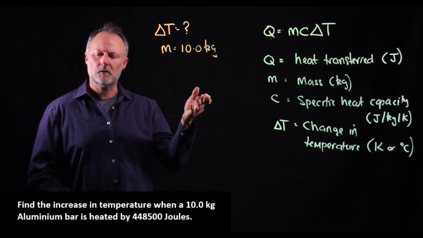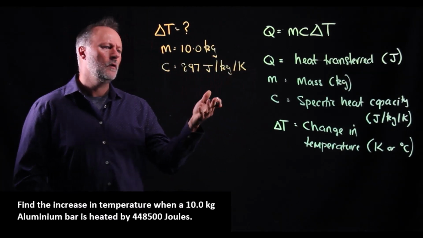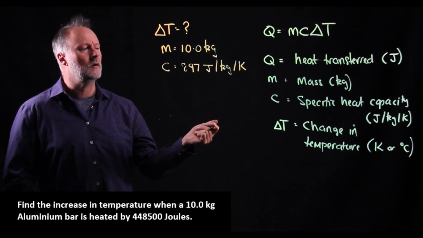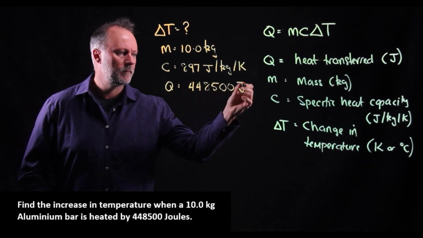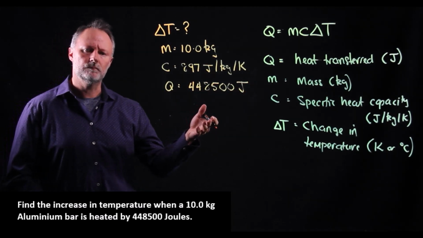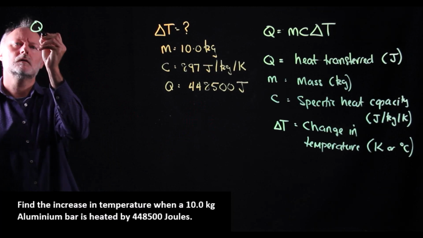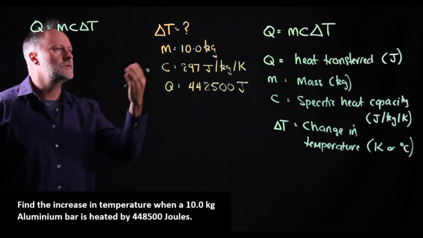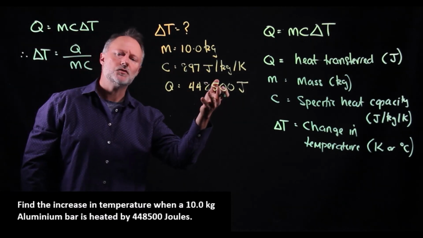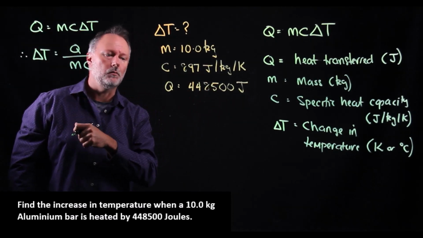We have a mass of 10 kilograms. We have a specific heat capacity of 897 joules per kilogram per Kelvin. And we have a heat transfer of 448,500 joules. Our original equation was Q equals mc delta T; we want to transpose this to make delta T the subject. Let's now substitute our values to solve our problem.